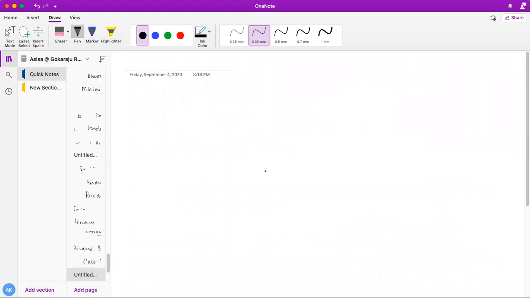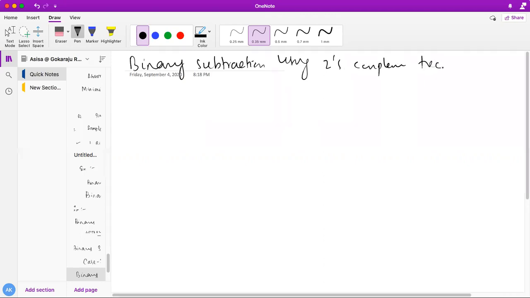Okay, so the next part we are going to see is the 2s complement subtraction. Binary subtraction using the 2s complement technique. Here, what you need to do is very simple. Again, there are two different cases. Case one is where you subtract a smaller number from a bigger number, or a bigger number from a smaller. Let's say I'm going to take a larger number minus a smaller number.